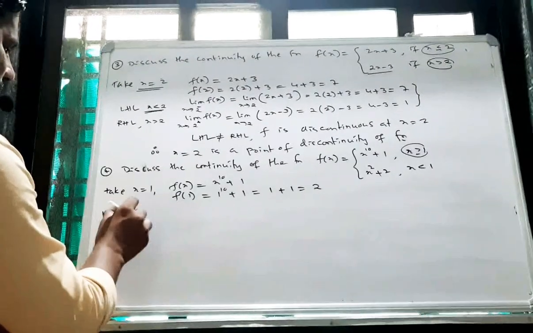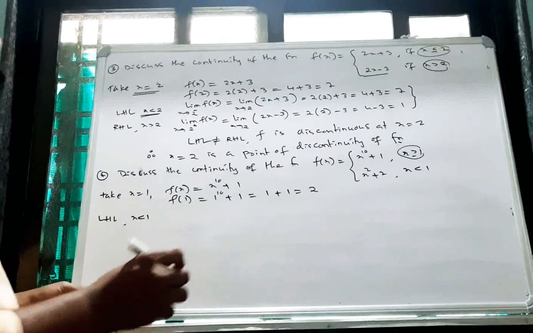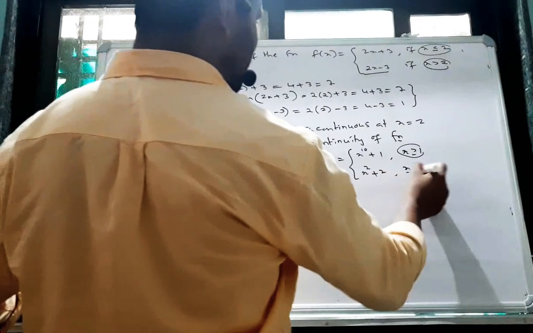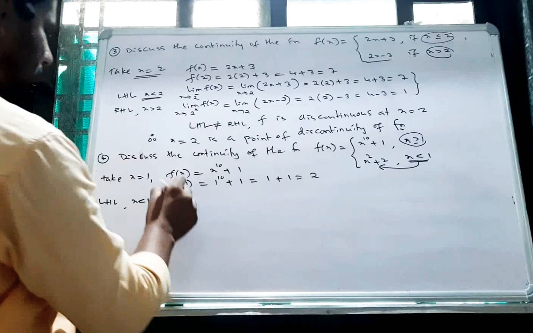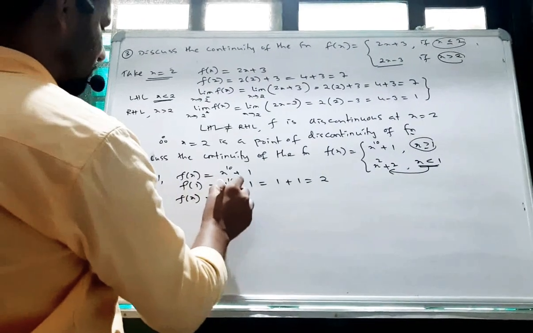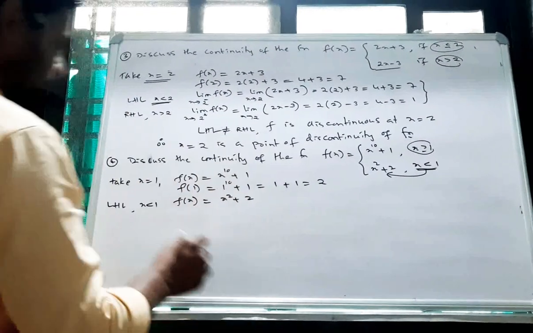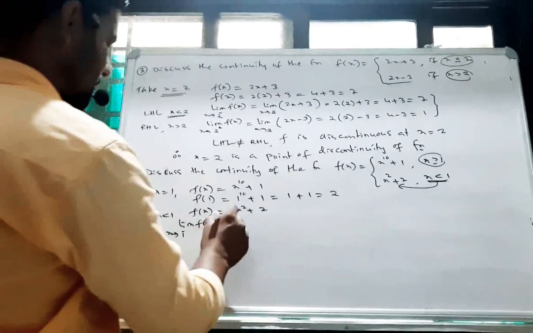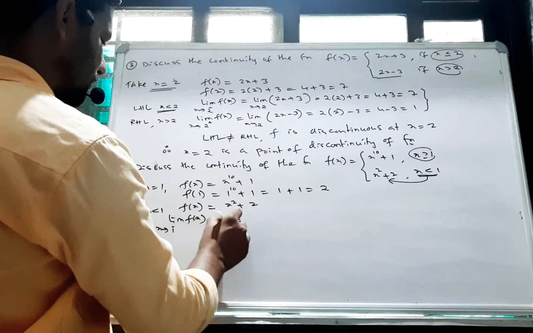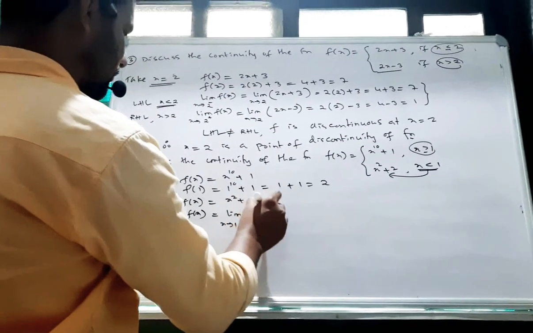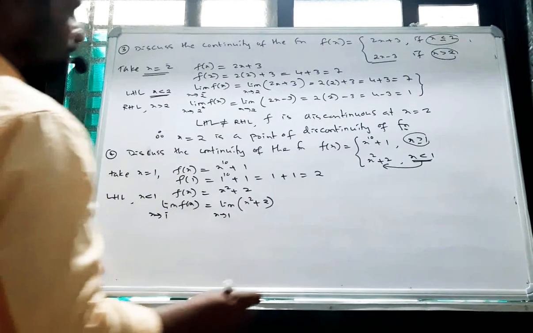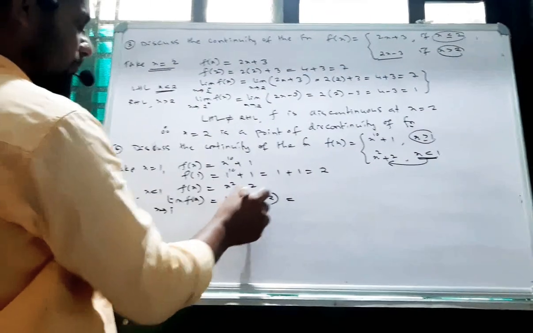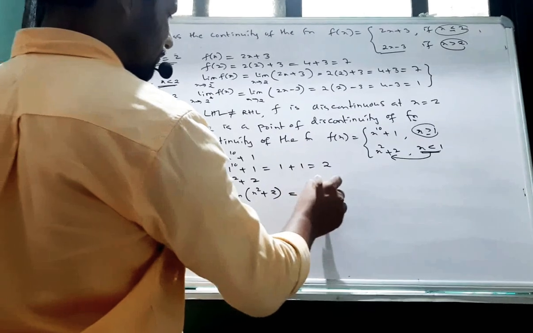Left hand limit, when x is slightly less than 1. When x is less than 1, f of x is given as x square plus 2. The limit of the function f of x when x is less than 1, that is 1 minus, is equal to the limit of x square plus 2. Since it is a polynomial, we put x equal to 1: 1 square plus 2, which is 3.